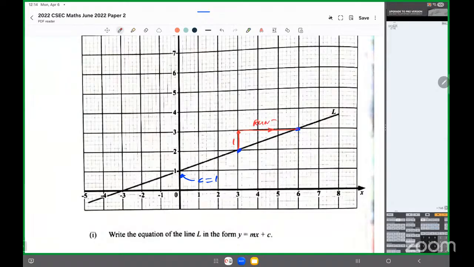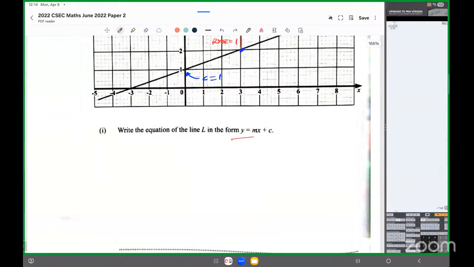Run equals 3. Rise equals 1. So you know the gradient, so you can get the equation easily. It means that the gradient is 1 over 3, and the c on this line is 1. Usually when you get it on a graph, you don't need any calculation. See there?